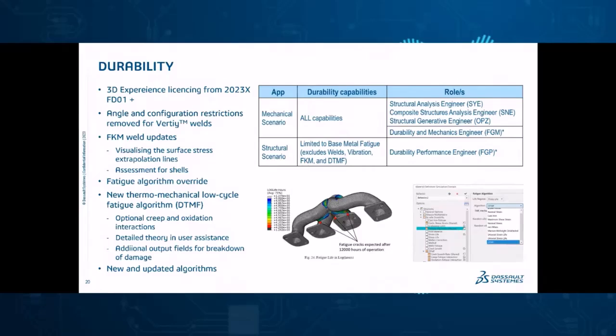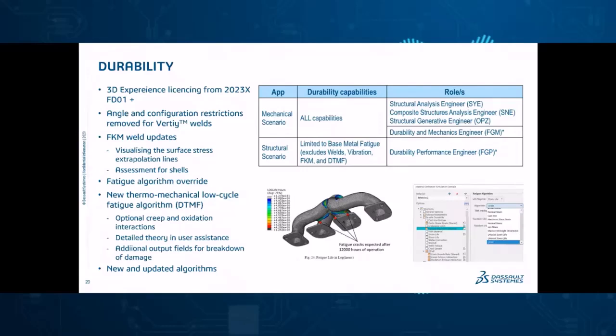Some algorithms that have been added or updated include the prismatic hull, Dang Van, and the Fatemi-Socie. And also you can now use the fatigue algorithm override functionality to change the algorithm of what's specified in the material property. If you change the material property, you'd have to rerun the structural simulation. So by using the override function, you don't have to rerun the simulation.